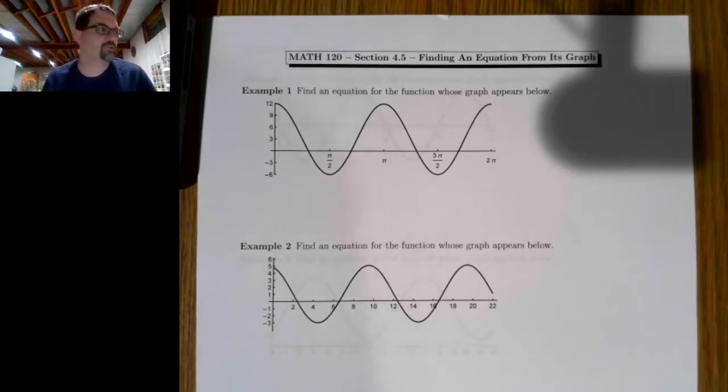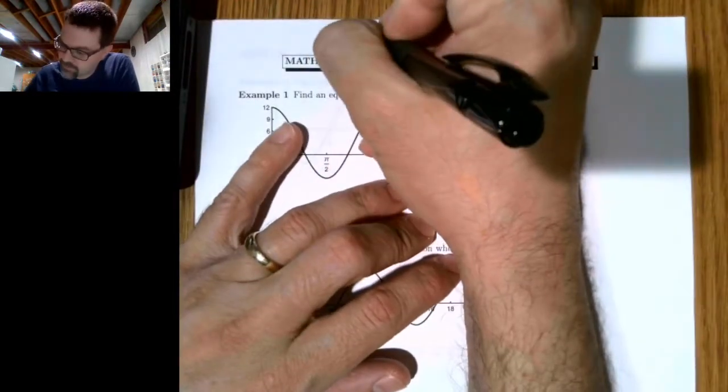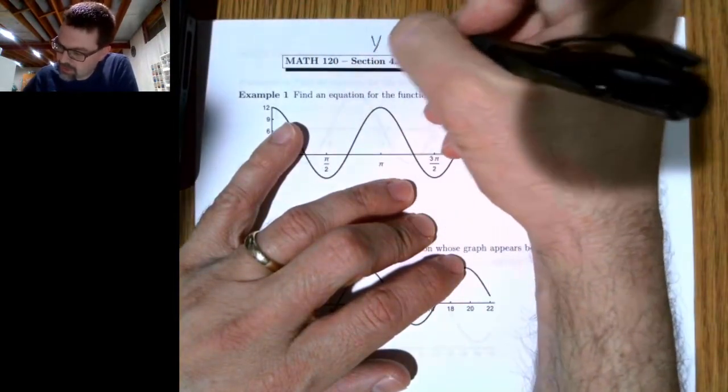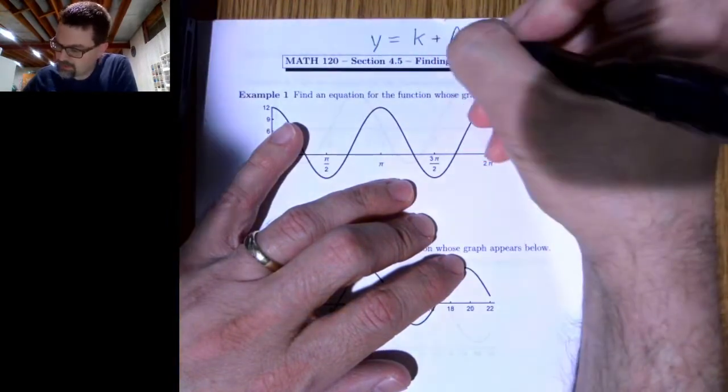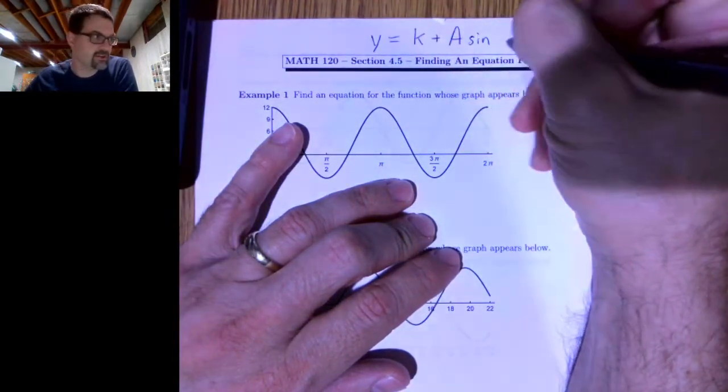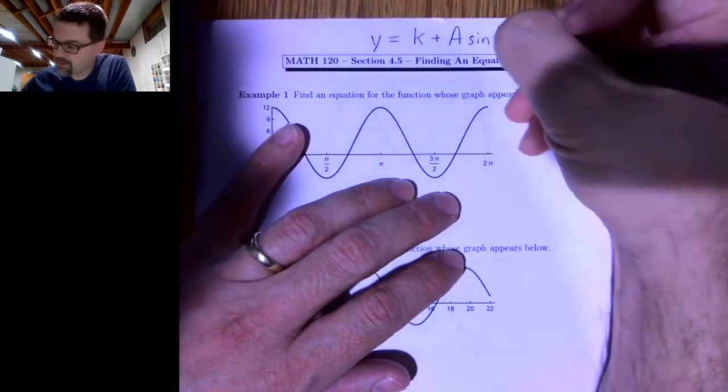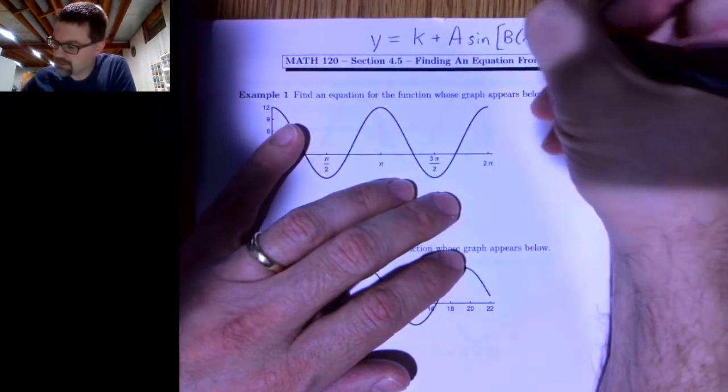All right, here's section 4.5, where we're taking what we did in 4.1 through 4.3, and we're simply turning it around. Instead of being given an equation and sketching the graph, we have a graph, and we're trying to find the equation for that thing. So that means identifying amplitude, stuff like that. So remember, y equals k plus a sine, but it could be sine or cosine. We'll have to think about that. Bx minus h.